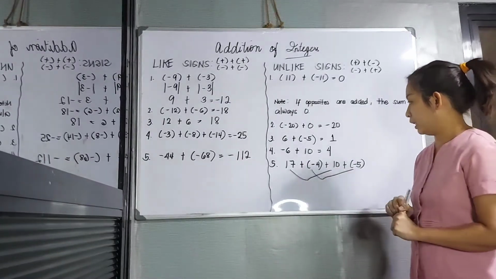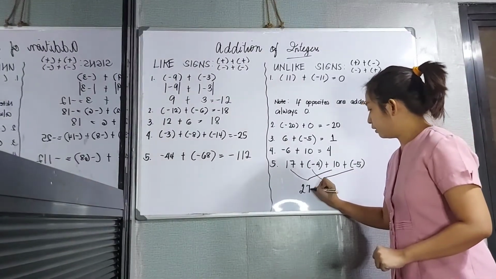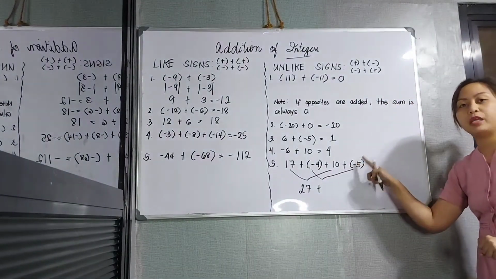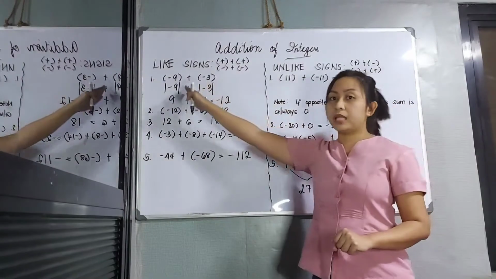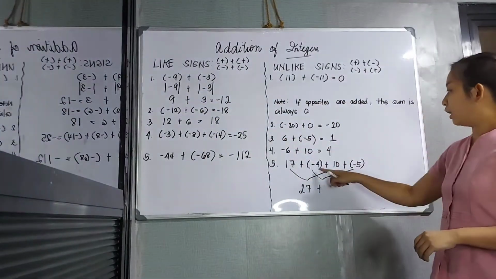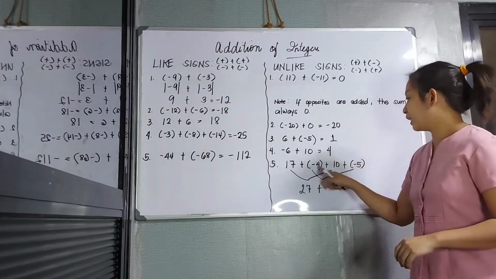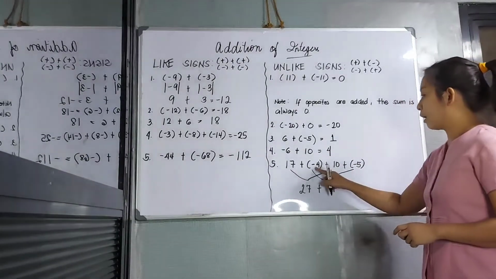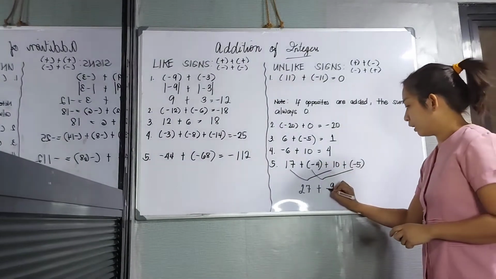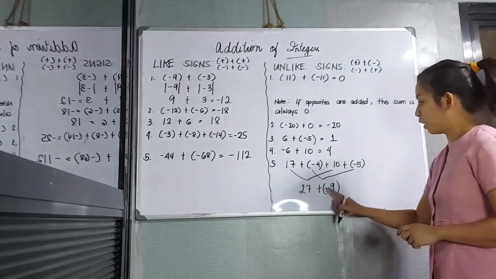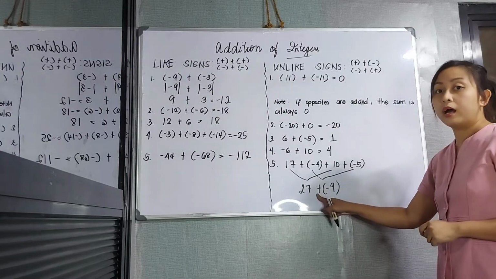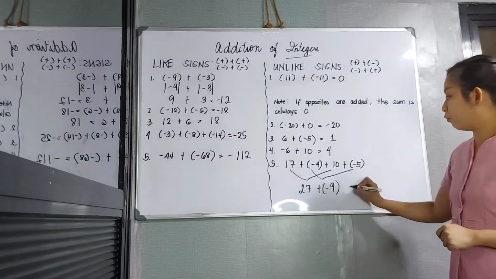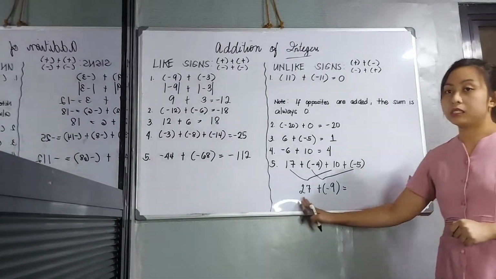17 plus 10 is 27 plus negative 4 plus negative 5. They have the same sign. So, babalik tayo sa rule ng ating like sign. Kapag parehas ng sign, add the number. 4 plus 5 is 9. And then, copy the sign, which is negative. Gagamit tayo ng parenthesis para maihiwalay natin yung addition sign here dun sa negative sign.